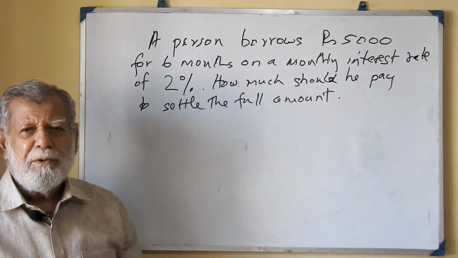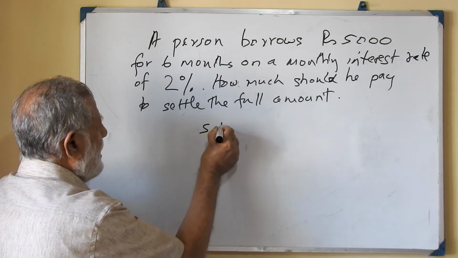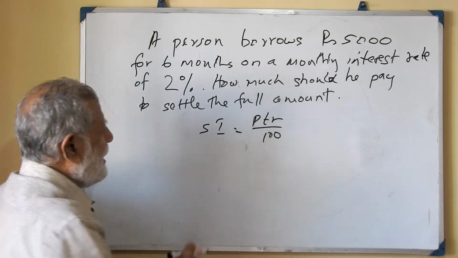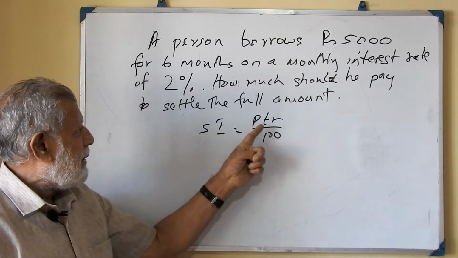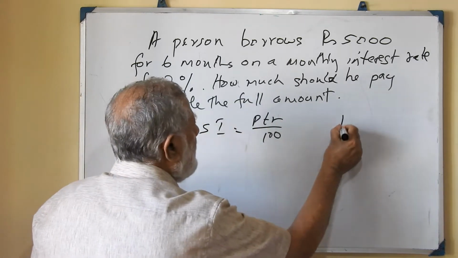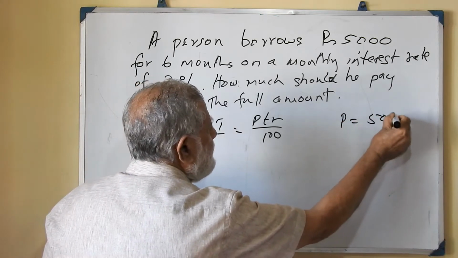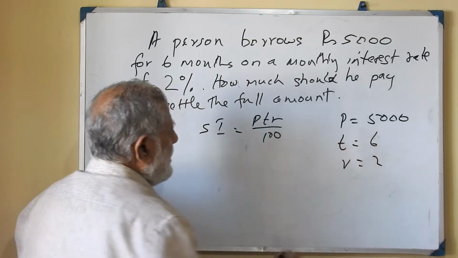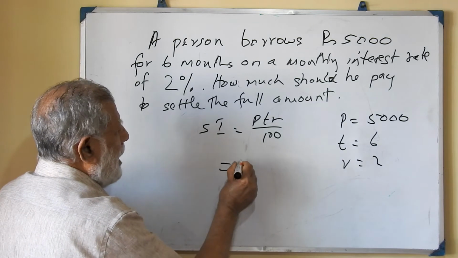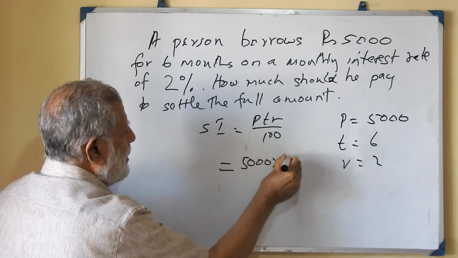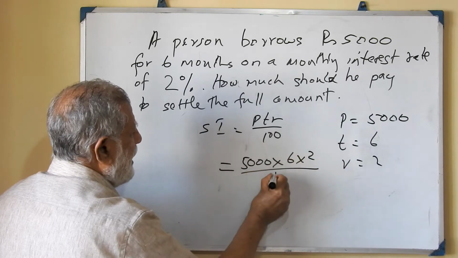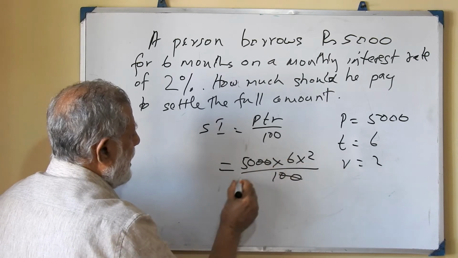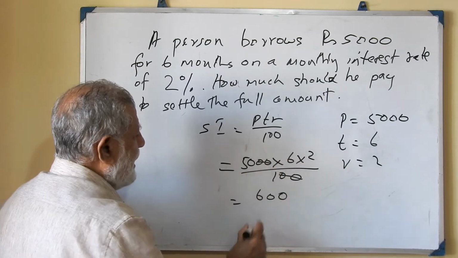Now here it's the same formula we use. What is the formula for simple interest? SI equals PTR over 100. What is P? P is the principal amount of money they have taken, T is the time, R is the rate. So P is equal to 5,000, T is equal to 6, R is equal to 2. So we just apply the formula. That is equal to 5,000 into 6 into 2 upon 100. So 0, 0, 0, 0. That is 6 twos are 12, 12 into 5 is 60. So 600 is the interest.